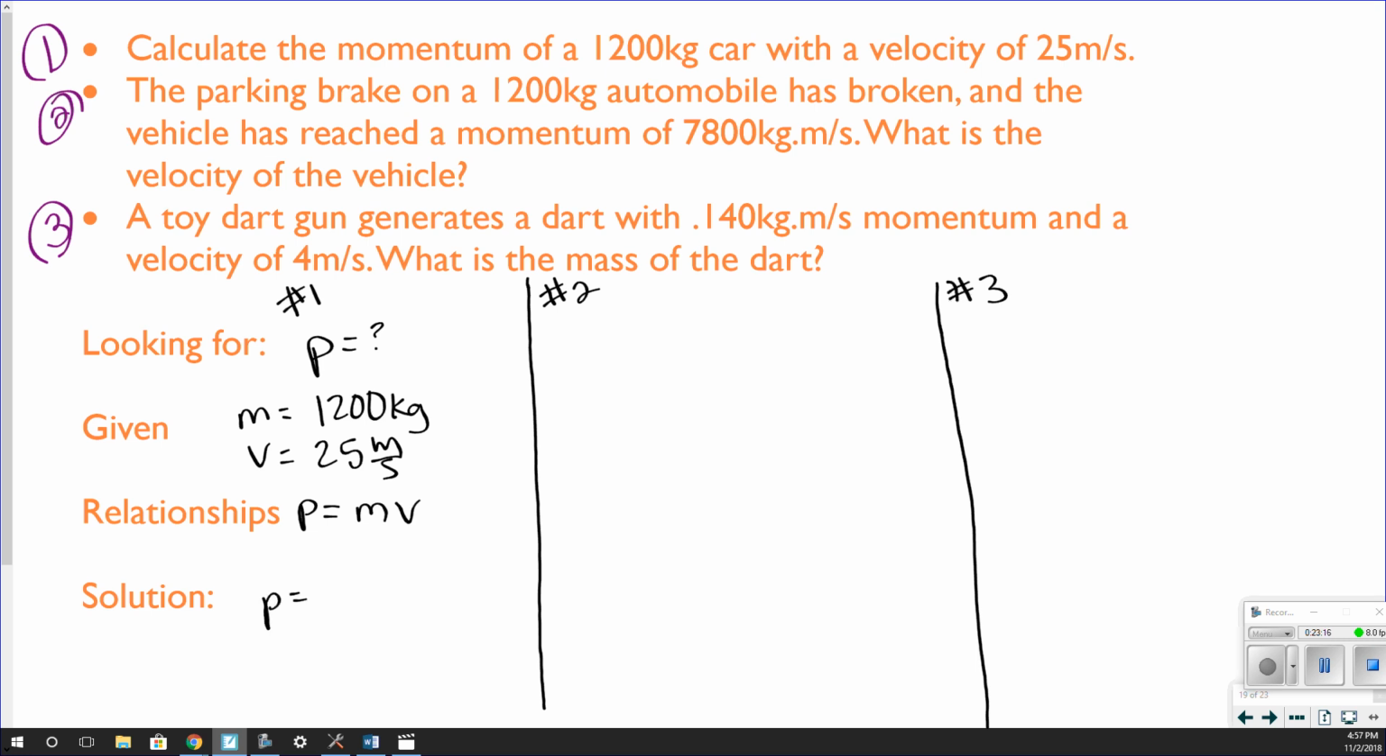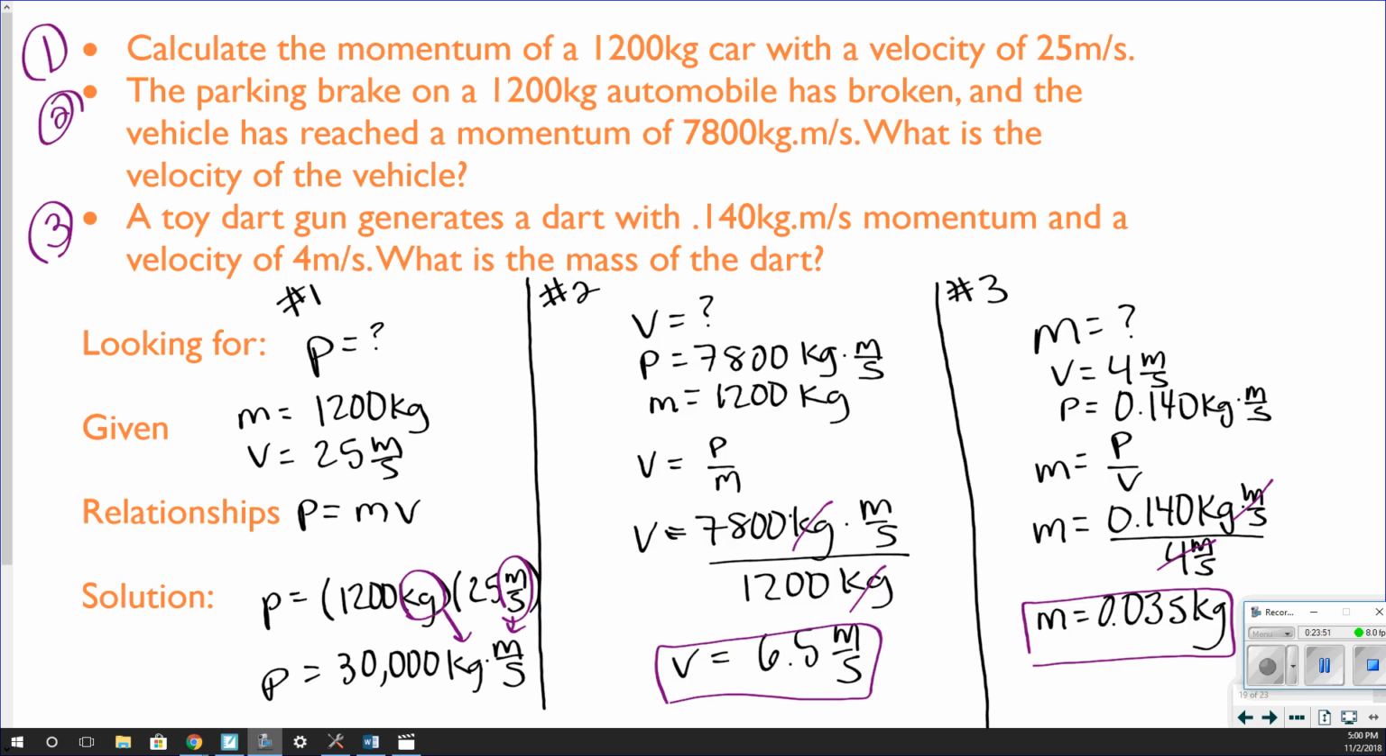Our solution would be plugging our numbers in. So we'd have 1,200 kilograms times my 25 meters per second. My momentum would end up being 30,000 kilograms meter per second. You can see that none of my units cancel off, so they are both present in my answer. Now you guys try number 2 and 3, and you can come back and check your answer. So I have the answers here squared off in purple. If you have any questions, please come in and talk to me, and we will straighten it all out.